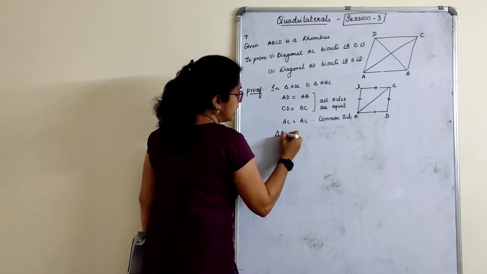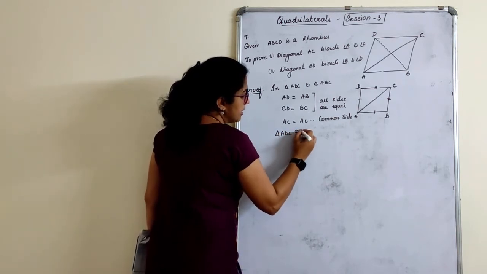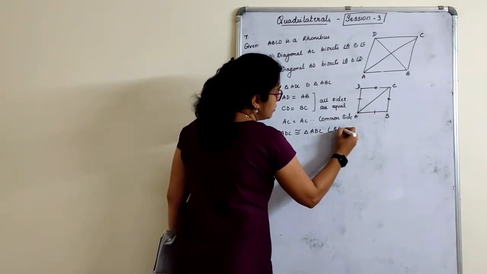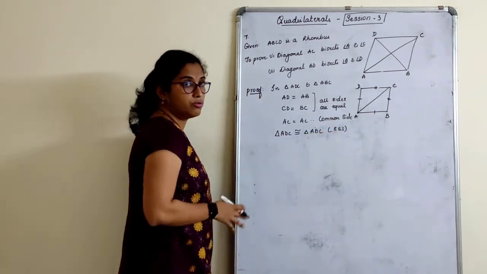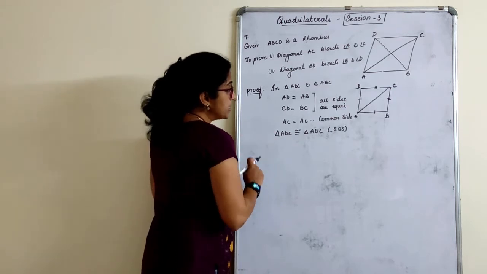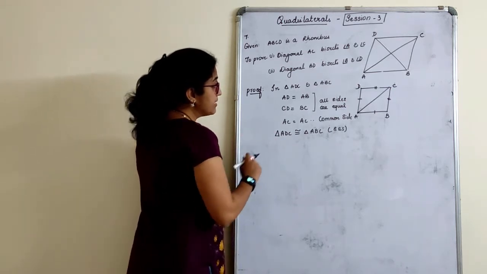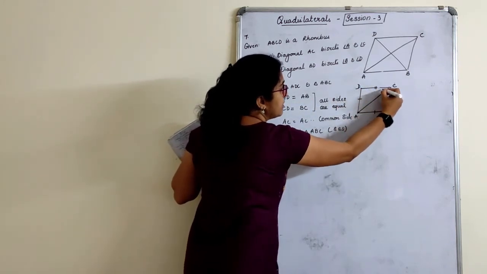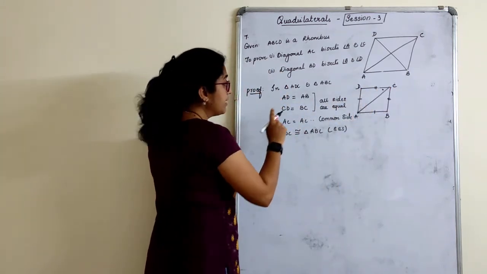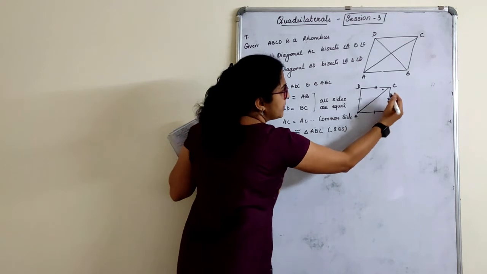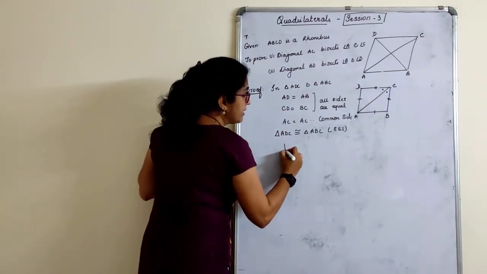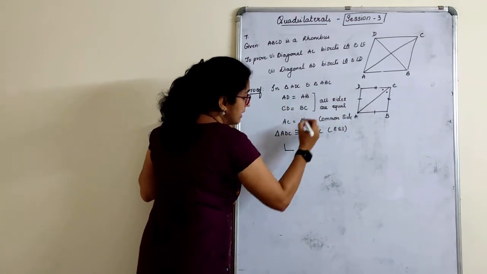Therefore, triangle ADC is congruent to triangle ABC by the SSS congruence rule. Okay, now we have to write the angles. Where is AD? AD is here. With respect to AD, this is my angle, children. With respect to AB, this is my angle. Therefore, I will write angle DCA.